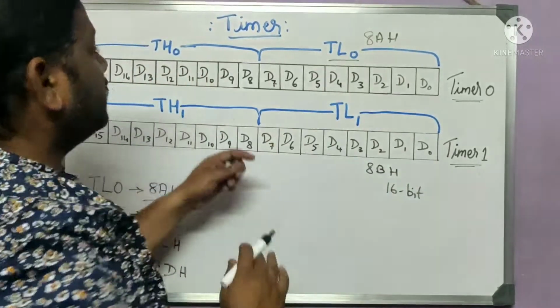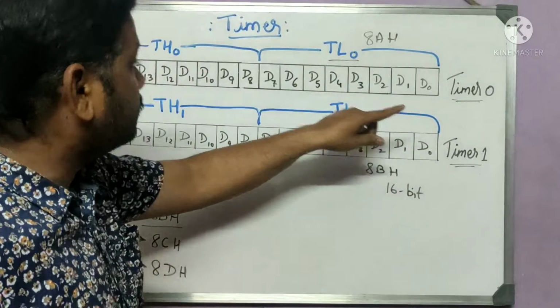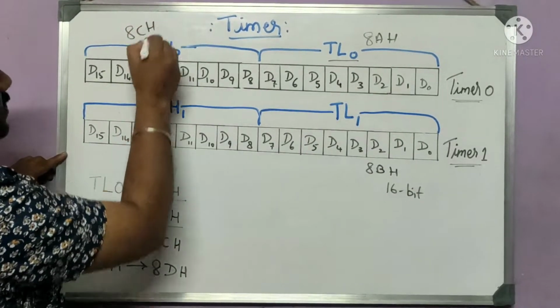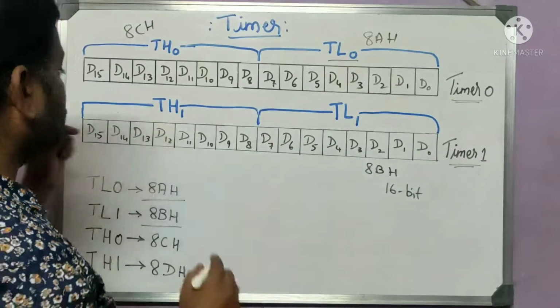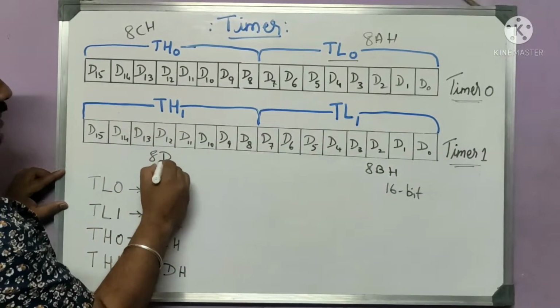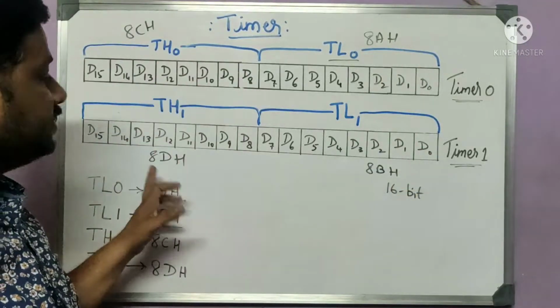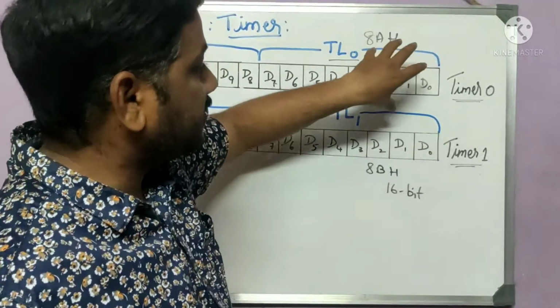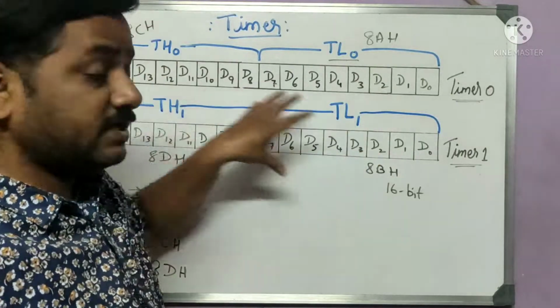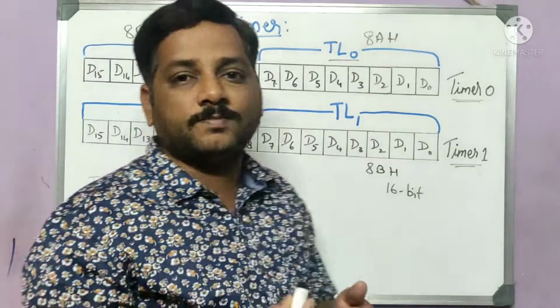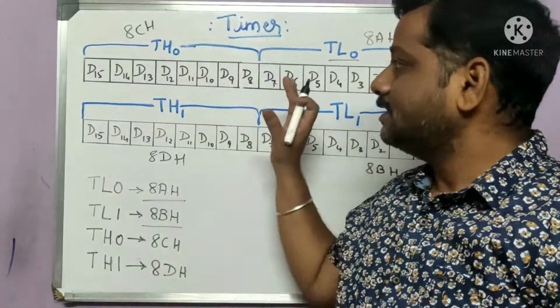Then for timer 0 higher byte, the address is 8CH, and similarly for timer 1 higher byte we have 8DH. You can remember it easily: A, B, C, D. But they are not given like 8A, 8B, 8C, 8D in the order of timers; they are given as 8A, 8B for the lower bytes, then 8C, 8D for the higher bytes. That is how you can memorize the addresses of the timers.